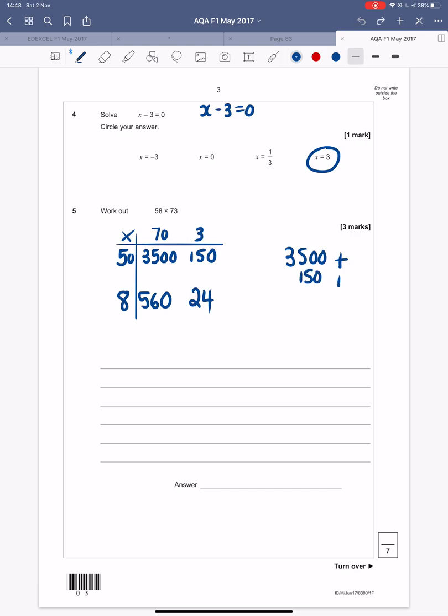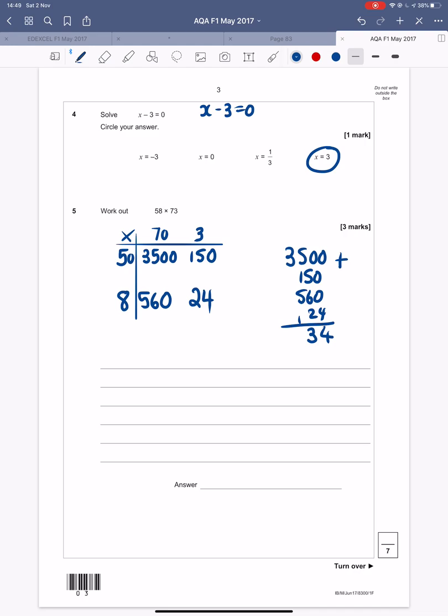Oops, put too many adds in. 560, 24. 0, 0, 0, and 4 makes 4. 0, 5, 6, and 3. 5 and 6 is 11, plus 2 is 13. I said 3 because I was thinking ahead to the answer before I said the 2.